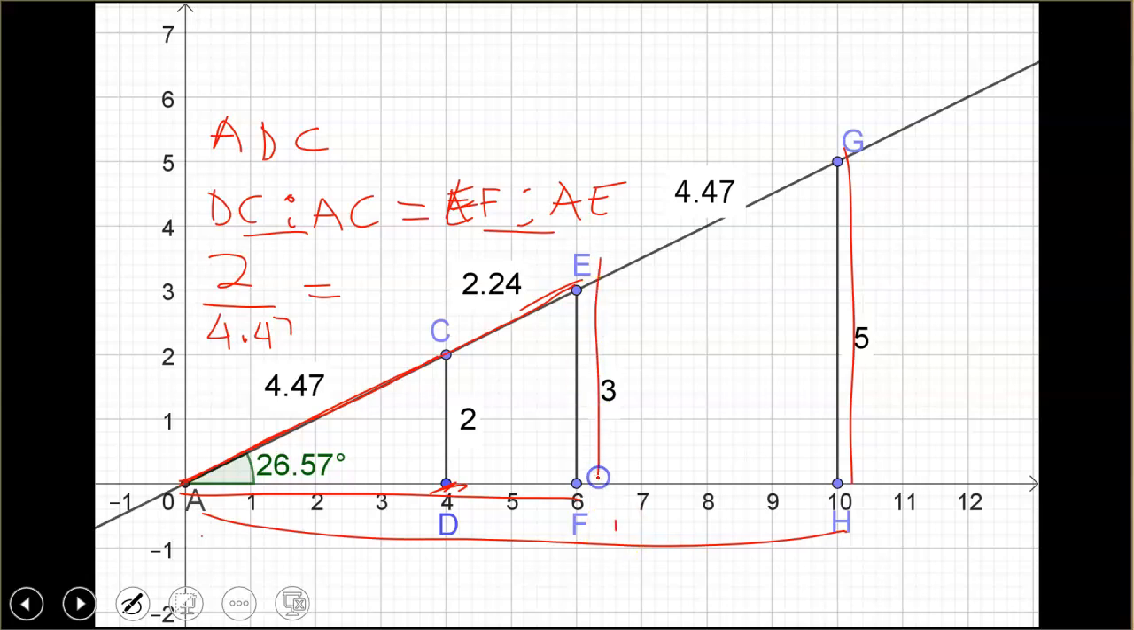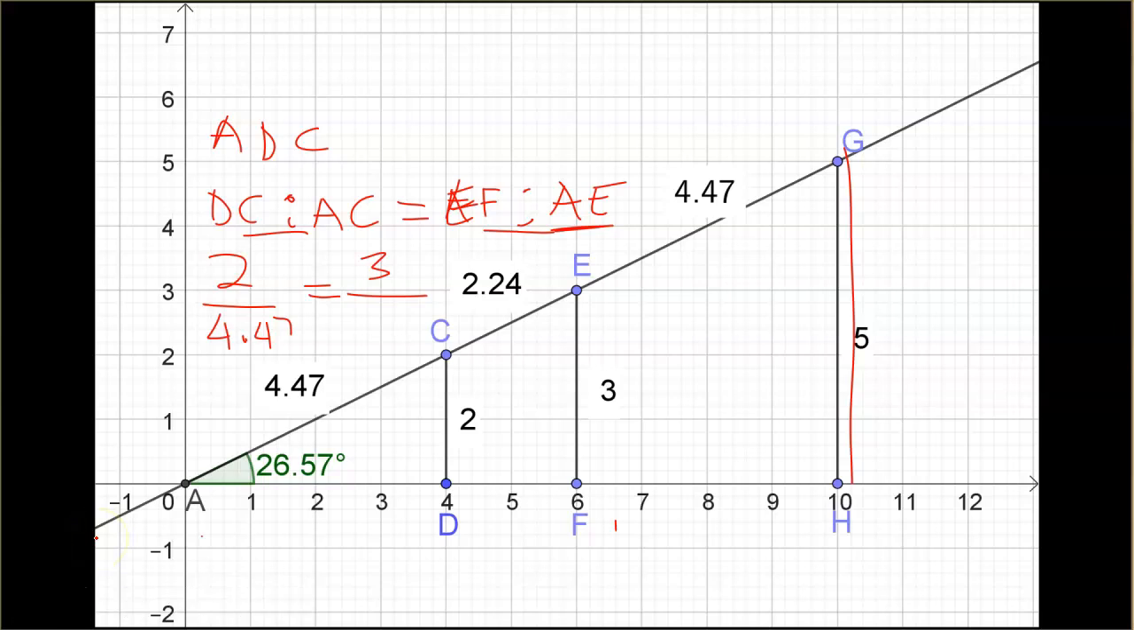EF, that's this one, which is 3, also divided by AE. And AE is going to be the addition of 4.47 and that of the 2.24. So when we add, we get 6.71. Now with the help of your calculator, do 2 divided by 4.47.